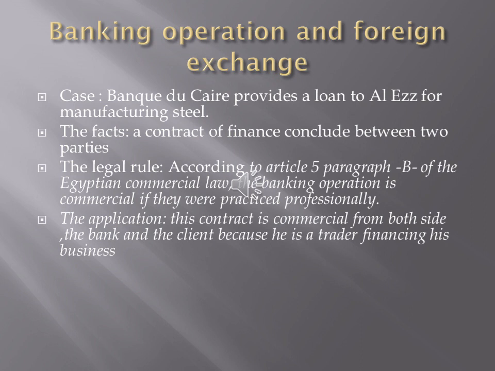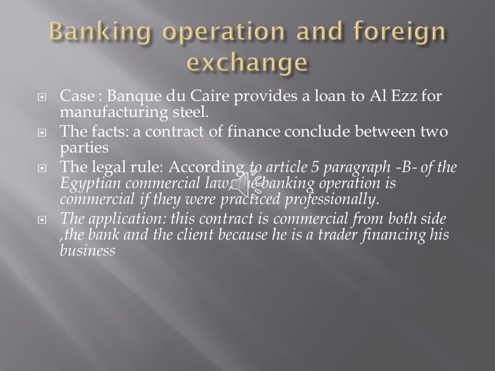In this case, the bank, Banque du Caire, which is the commercial name of the bank, provides a loan to a company manufacturing steel, providing a loan for an enterprise working in the field of industry. So in the facts, I will mention that there is a contract of lending between two parties. One of them is a bank and the second is an enterprise working in the field of industry. In the legal rule, I will mention that according to Article 5, paragraphs B and F, all the operations of banking and also the operations of industry are deemed to be commercial when they are practiced professionally.